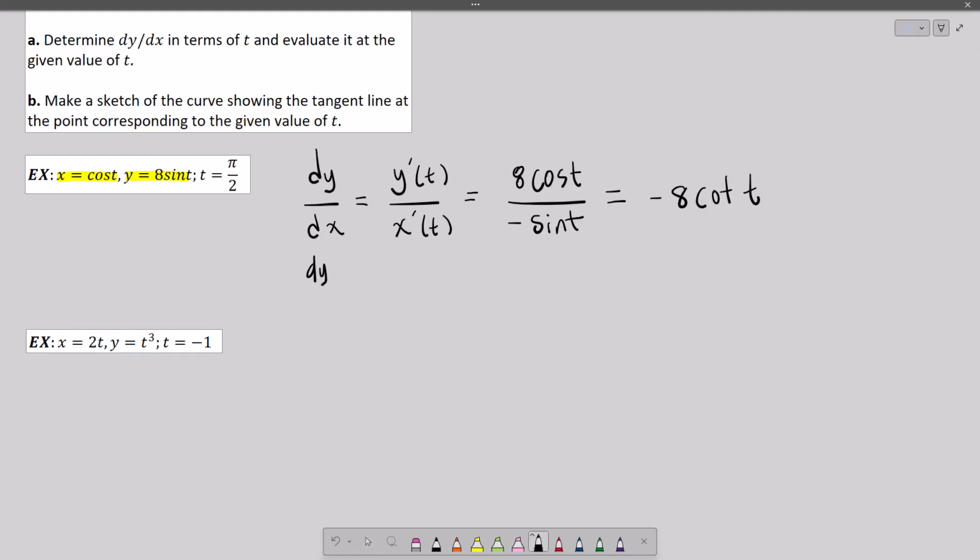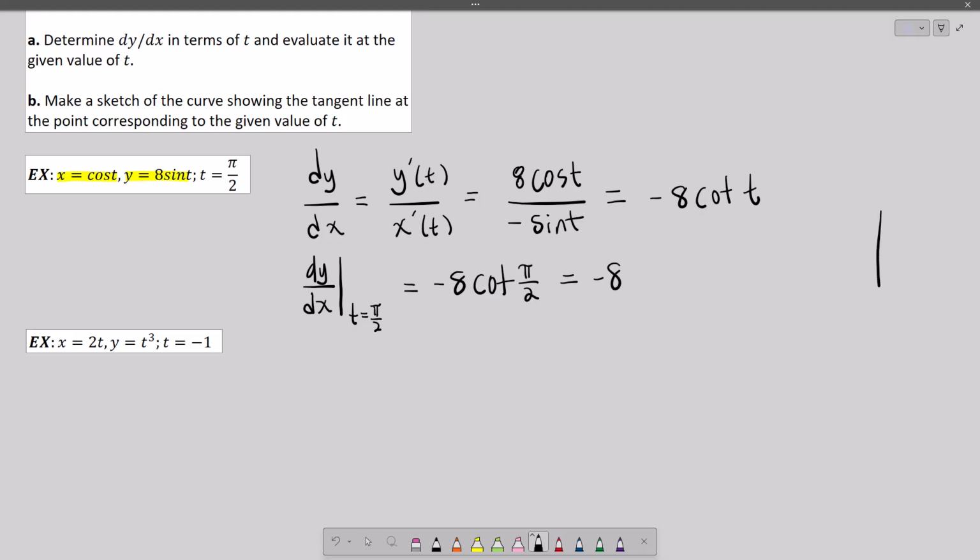And here's how we are going to notate this. We're going to put a vertical line and put a t right down here to indicate that we're evaluating. We're not just going to put parentheses of pi over 2, because if you just put parentheses, that would imply it was an x value. So we're going to use this new notation, and then all we have to do is that.